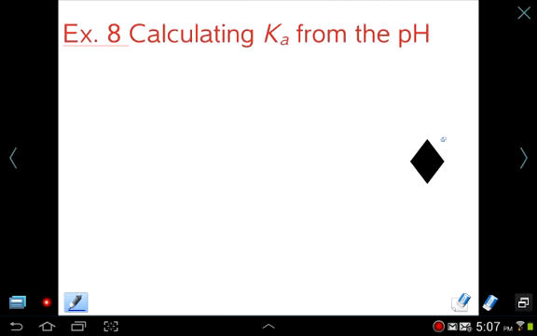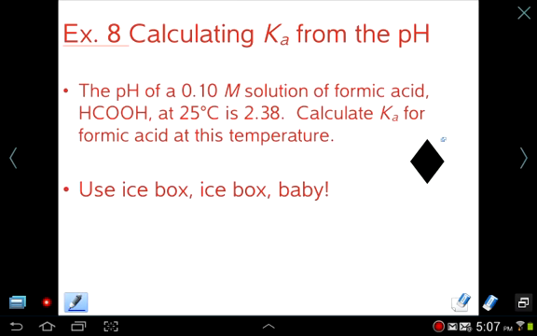So what we like to do here then is do a calculation of a Ka from pH. In fact, this will require the use of something we've seen before. So this is a single diamond problem, which means we will have to use the icebox. These are your icebox analogs from the last chapter applied to the acid and base chapter. So we have a pH of a certain solution of formic acid, and here's the formula for formic acid, and the pH is 2.38, and we're asked to calculate the Ka for formic acid.